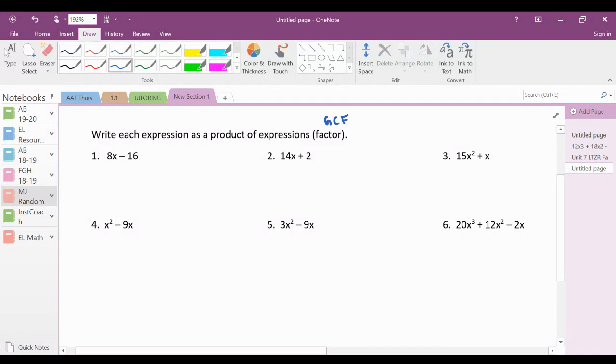So in number 1, 8x minus 16. 8 and 16 have 8 in common. The 16 does not have an x in it, so I cannot factor out an x. That leaves 8 as our greatest common factor.